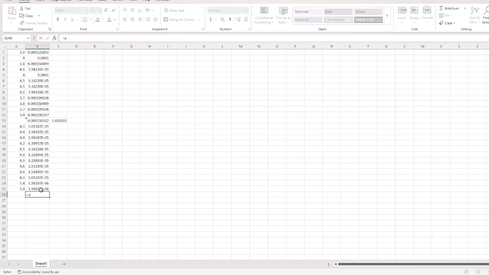I can then type in what is the average, equals average, and highlight all of these values. So what is my average? My average H plus value at the rural location is 2.905, I would say 2.906 times 10 to the negative fifth.